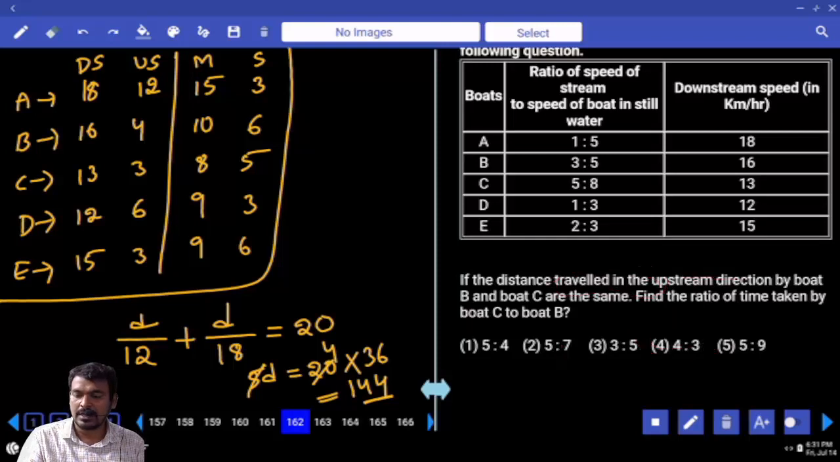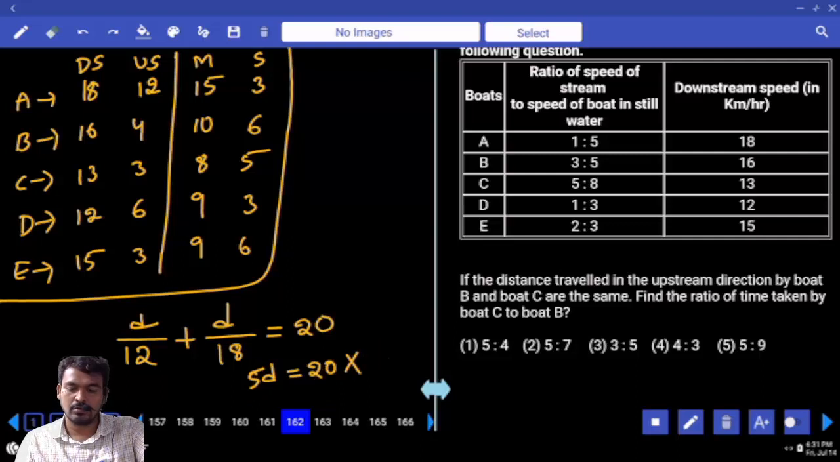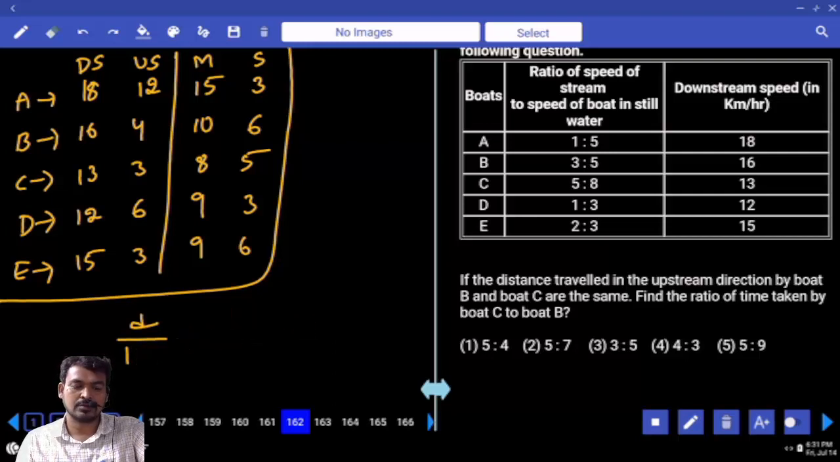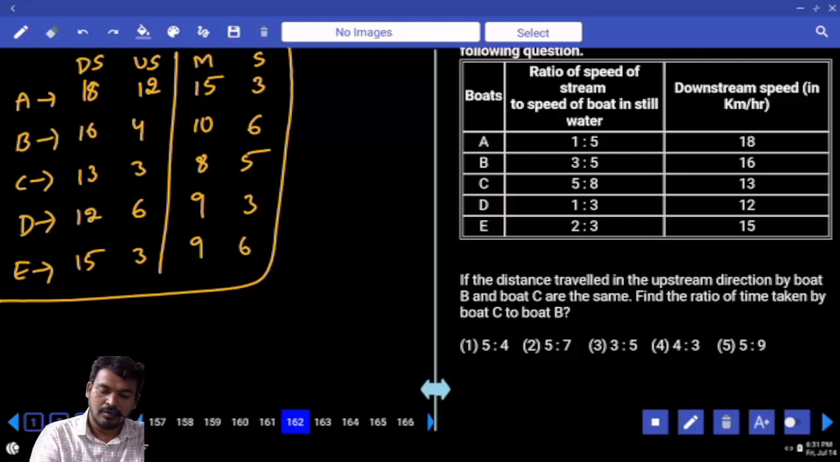Next, 162. If the distance traveled in upstream direction by boat B and boat C are the same or different? Same. Find the ratio of the time taken by boat C to boat B. Here distance is the same, but which one do we require, time ratio or speed ratio? Time ratio. One is boat B, another is boat C.